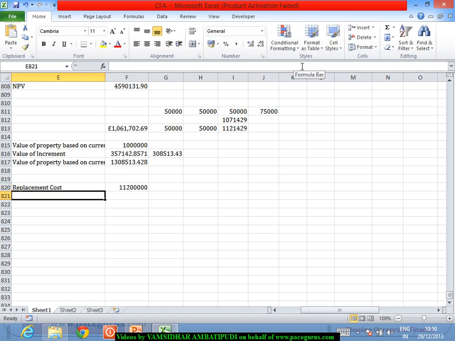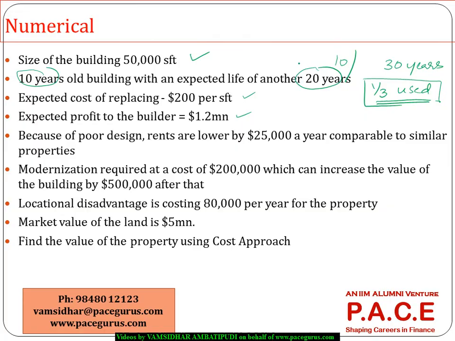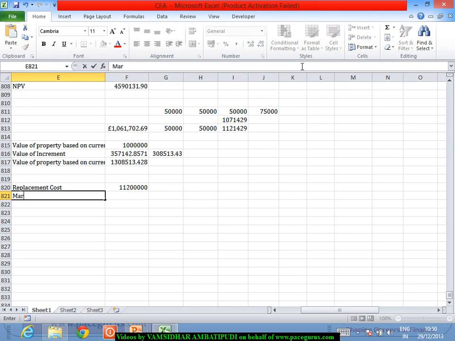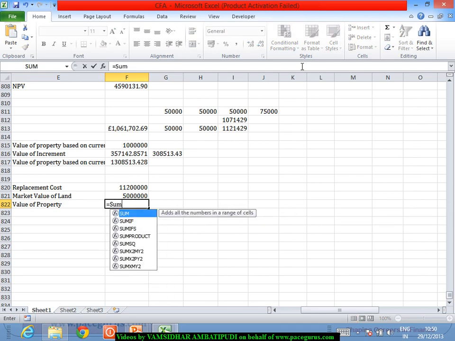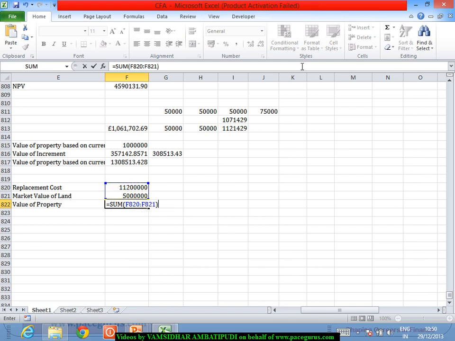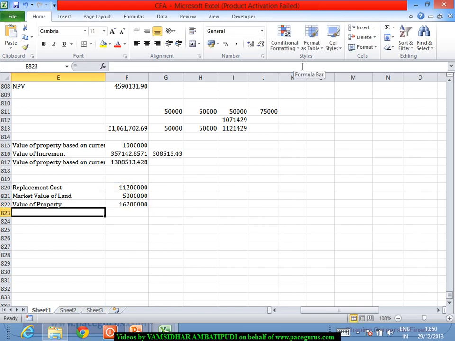So the total replacement cost is going to be 11.2 million, and the market value of the land, if there are no deteriorations, is 5 million. So the total value of the property, in case there are no deteriorations or anything, should have been 16.2 million, right?